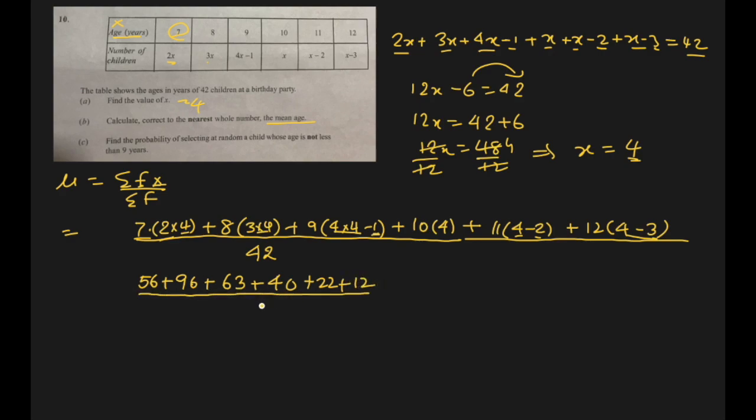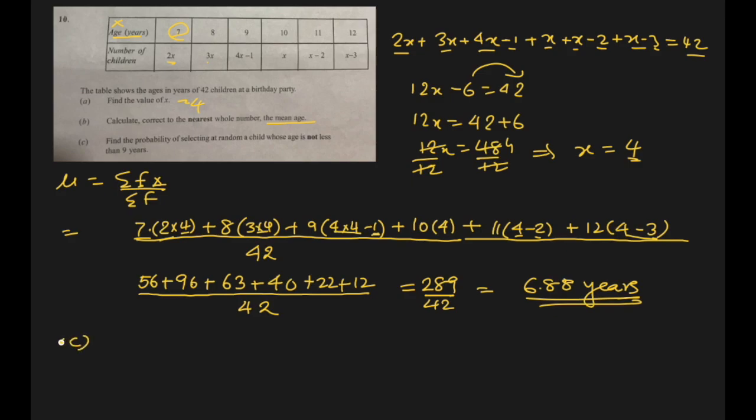And just add these, you'll get it. So 152, 212, 275, 77 plus 12, 289 over 42. So we'll divide 289 by 42 now, which we get as 6.88 years. This is the mean age.